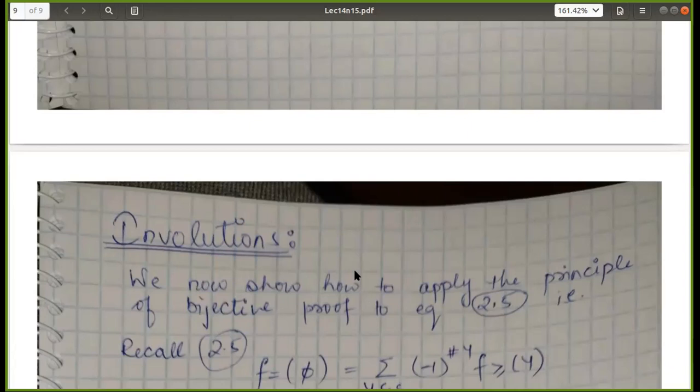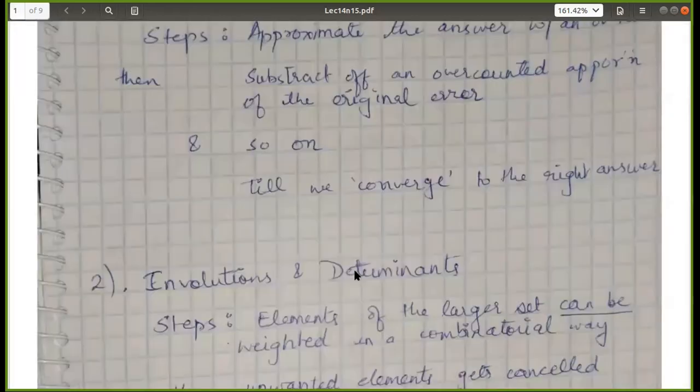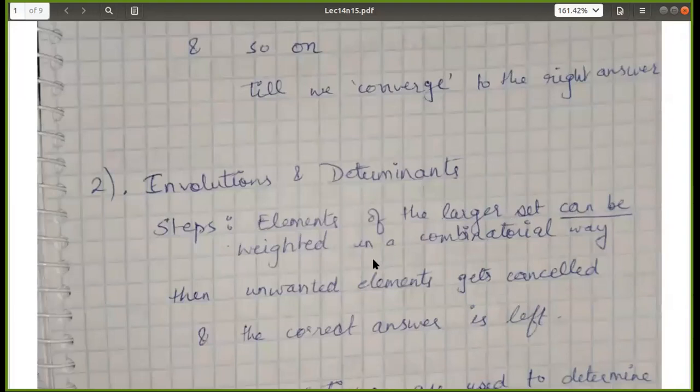So, involutions is part of the next variation of the sieving method. Remember, we said that elements of the larger set can be weighted in some combinatorial way, which means what you really do, at least in the involutions, is that you start with an identity which is given to you, an equation, and when you have to prove this equation, we have done this earlier also, we take both the sides of this equation and we try to set up a bijection between them. So if they are counting numbers, we try to interpret their elements as something, and then we set up a bijection between the sets of these elements. The combinatorial proof, how we used to give. So that is how involutions come into picture.